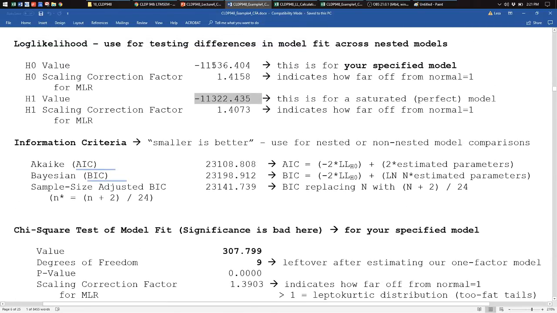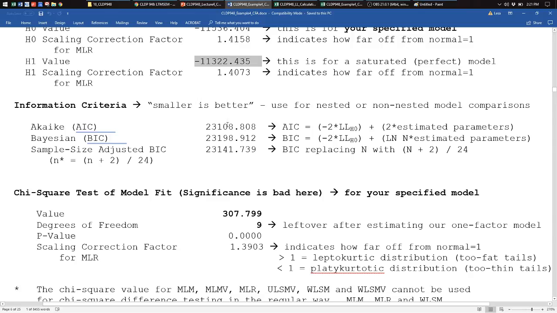The log likelihood value for H0 gets transformed into these additional metrics, AIC and BIC, and yes, if you know these from multilevel, these are the same thing. They are indices that are relative to each other, so the absolute values mean nothing, but you can compare these values for your model versus an alternative model. Smaller is better. There are no significance tests. You just have to say smaller is better.